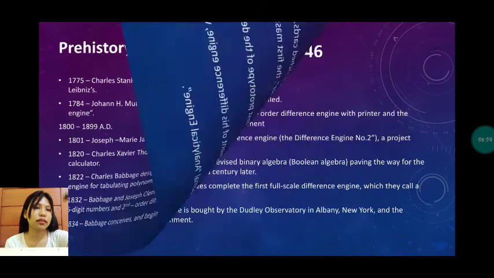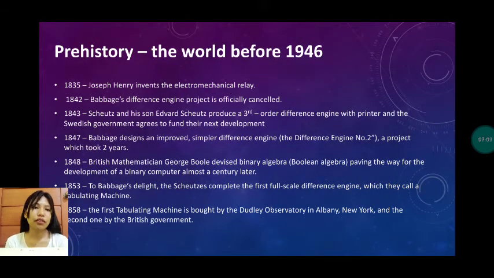So for the next, the world before 1946. In 1835, Joseph Henry invents the electromechanical relay, while in 1842 the Babbage difference engine project is officially cancelled. In 1843, Georg Scheutz and his son Edvard Scheutz produced a third-order difference engine with printer, and the Swedish government agrees to fund their next development. In 1847, Babbage designed an improved, simpler difference engine, Difference Engine No. 2, a project which took 2 years.